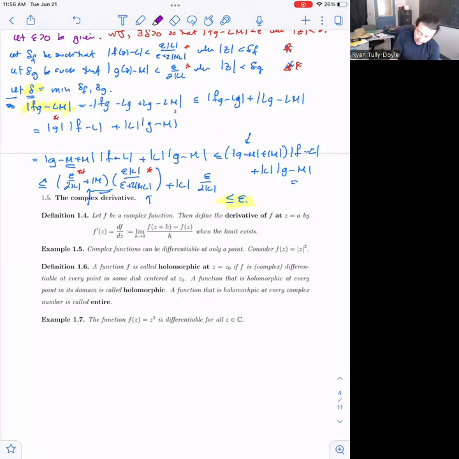So if f is a complex function, then we're going to define the derivative of f at a point to be equal to this difference quotient, which should look awfully familiar because that's the difference quotient that you get from calculus. This is the difference quotient from calculus 1. Now, the one difference here is that this limit is computed with complex numbers. So that h is a complex number.